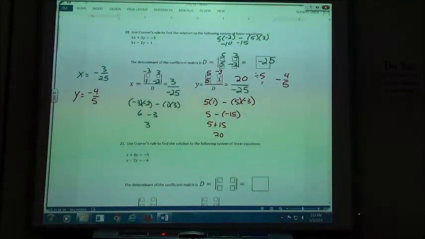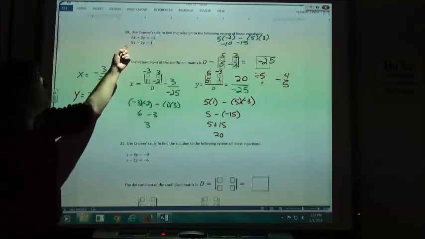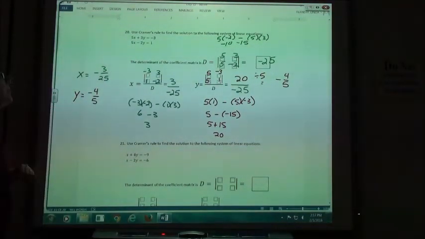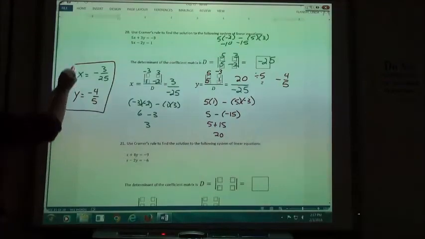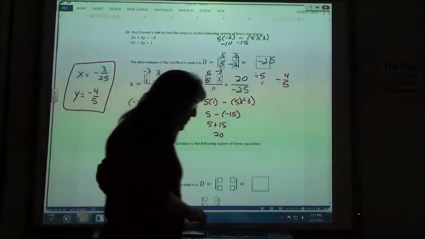And again, if you wanted to check your answers, you could plug them in. I'm not going to take the time to do that, but if you have your calculator, just punch them in quick. 5 times negative 3/25 plus 3 times negative 4/5. See if you get an answer of negative 3. Hopefully you do.